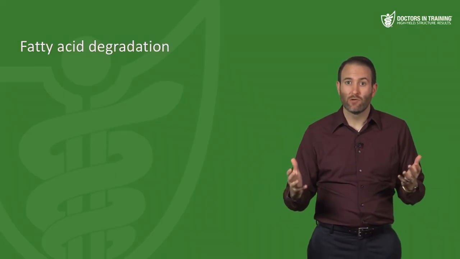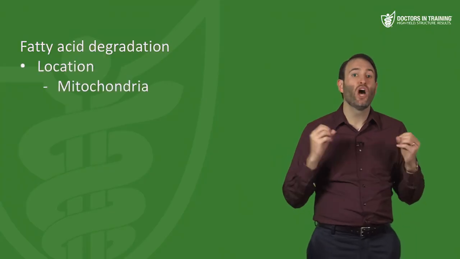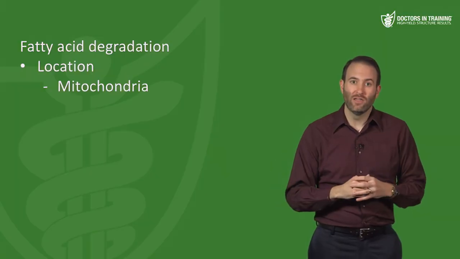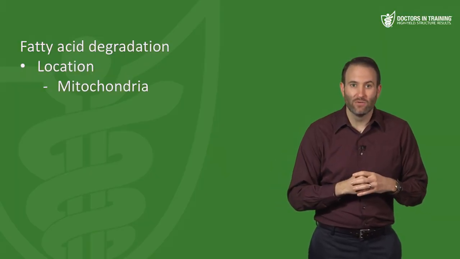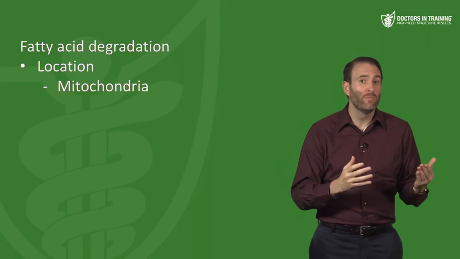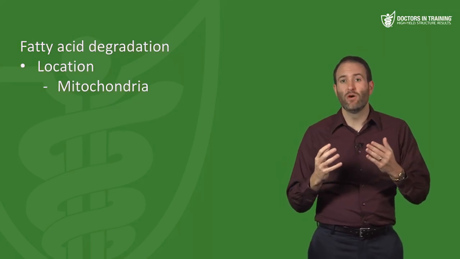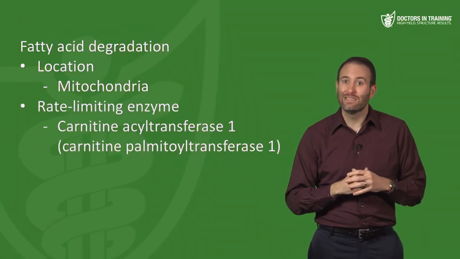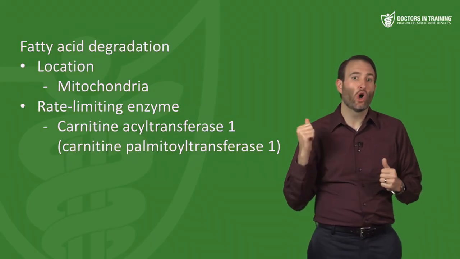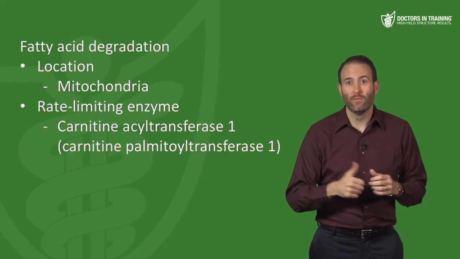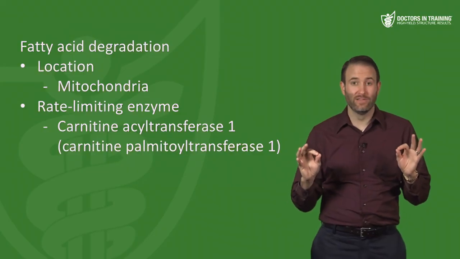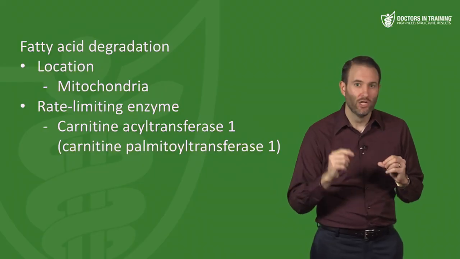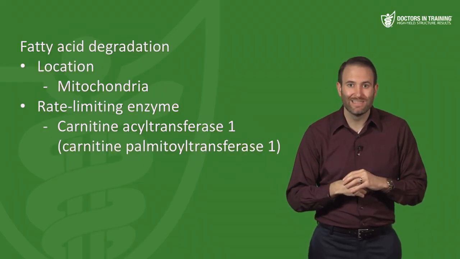So now let's move on to fatty acid degradation. Where is fatty acid degradation going to take place? It's actually going to occur in the mitochondria. So beta oxidation, or the breakdown of fatty acids into acetyl-CoA groups, occurs in the mitochondrial matrix. From here you can get ketone bodies, or you can also move all this into the TCA cycle. So you can either go to ketones or to TCA. Now the rate-limiting enzyme of fatty acid degradation is called carnitine acyltransferase 1. Sometimes, just because we like things to be really complicated in medicine, it's referred to as carnitine palmitoyltransferase 1. So know both of those enzymes.